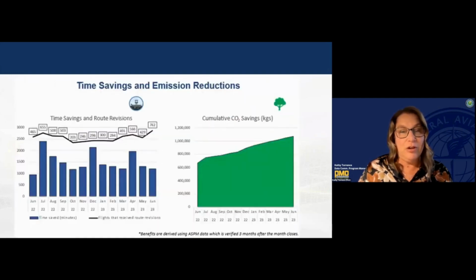And if we look at that over time, we did take a look at one tower in particular. This is for Orlando. You can see on the right the cumulative CO2 savings that we've seen just over the last year. On the left, you can see the time savings and route revisions, which really depend on the time of year, how much savings there is. But again, looking at overall, the numbers continue to go up. We continue to have new users from a tower perspective as well as from en route.